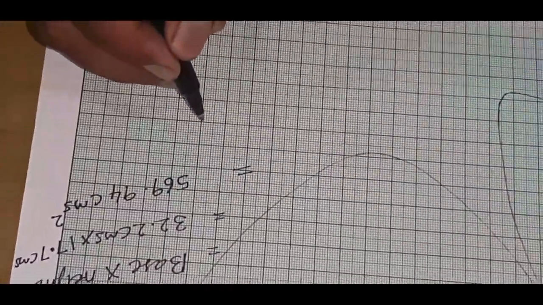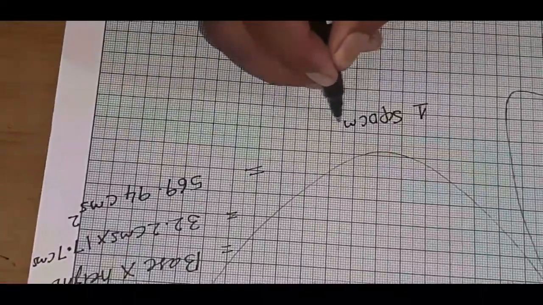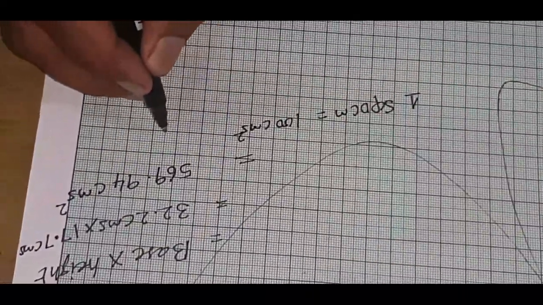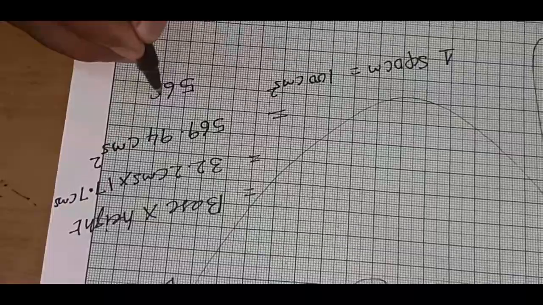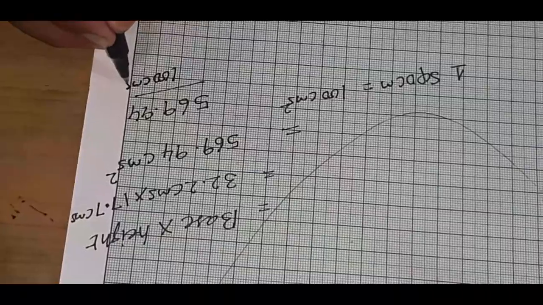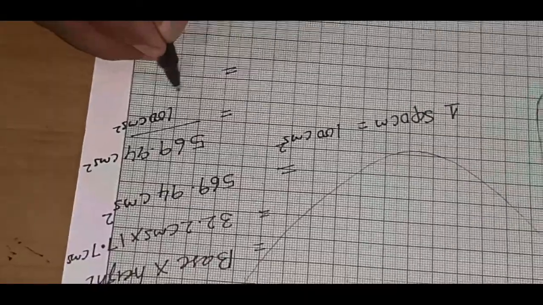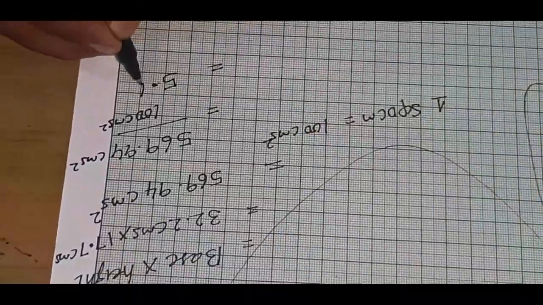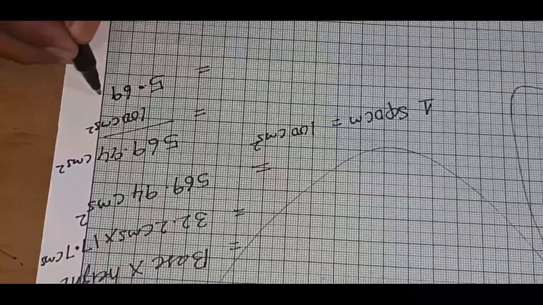So 569 we should convert into square decimeter. So 1 square decimeter is equal to 100 centimeter square. So to convert the centimeter square, we are dividing by 100. So now the parallelogram area, this pattern scale area, is 5.69 square dm.